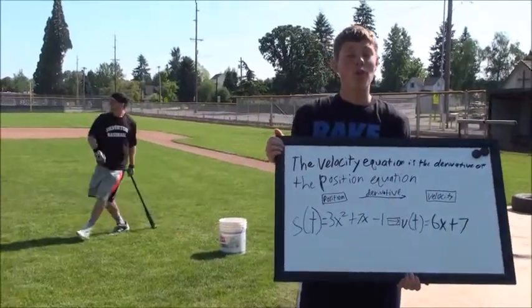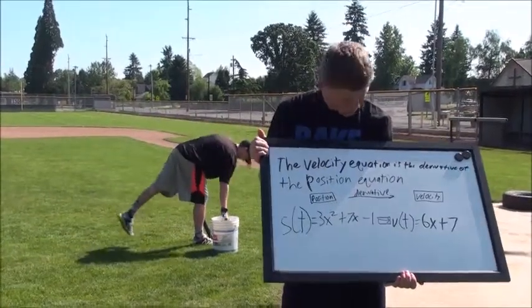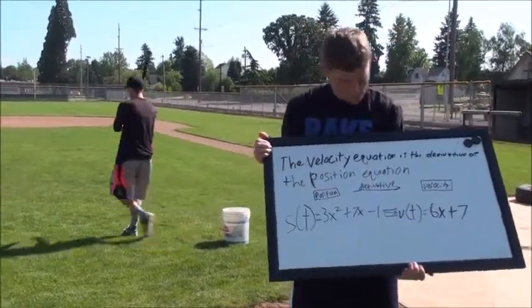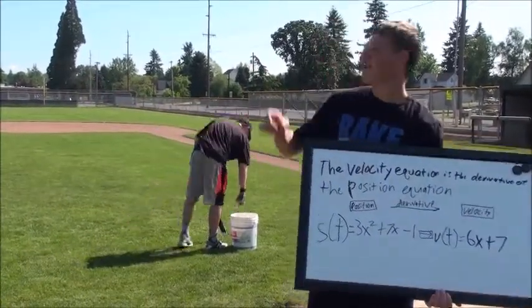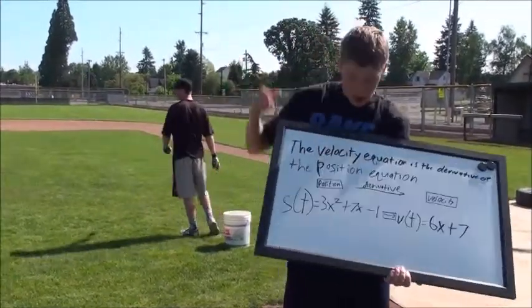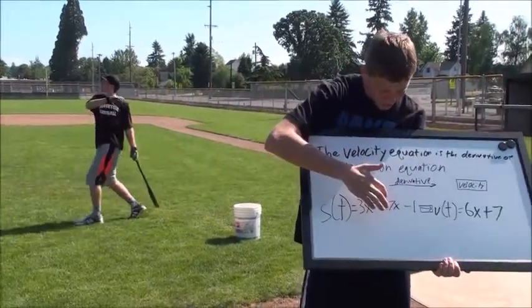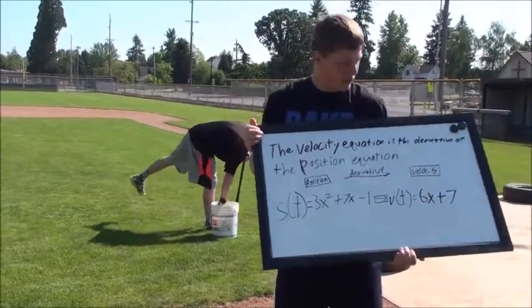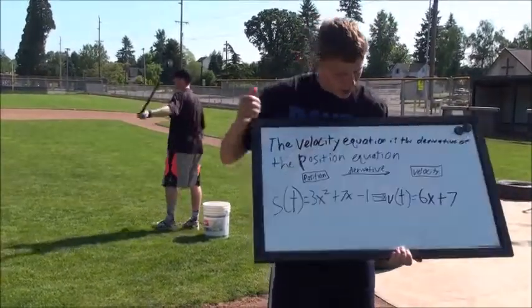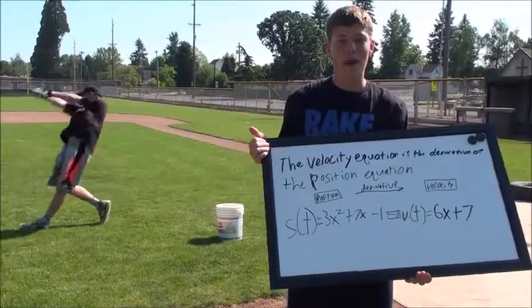So today we're learning about velocity equations. The velocity equation is the derivative of the position equation. So when Anders is back here hitting dingers, we have the position equation up there is 3x squared plus 7x minus 1. So to find the velocity equation, which could be used to find the velocity if we plugged in some points, you take the derivative, which we learned about in the last lesson.